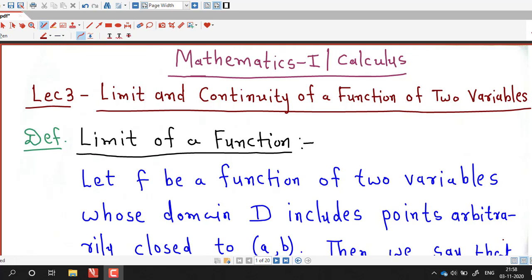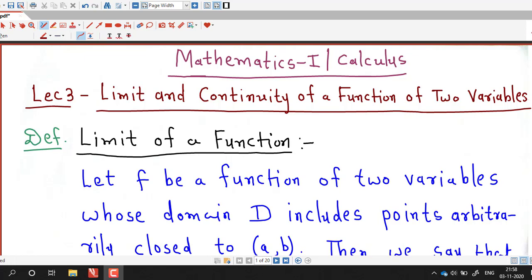In the last two lectures we have discussed examples in which we showed that a given limit does not exist, and for that it is enough to find two different paths along which the limit is different. Now today we are going to discuss how to show that a limit exists and how to prove that this is the value of the given limit.